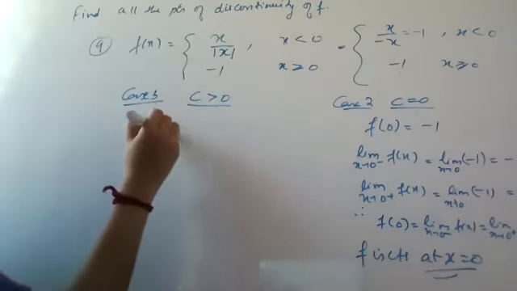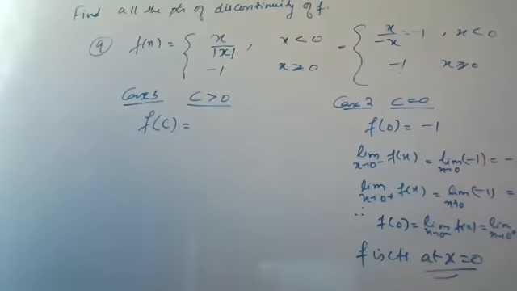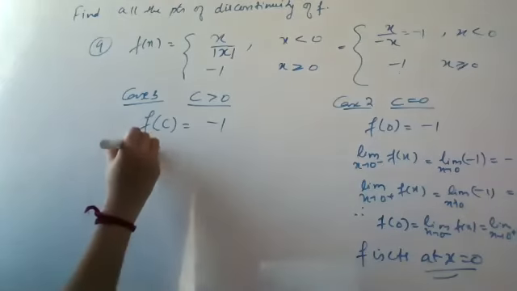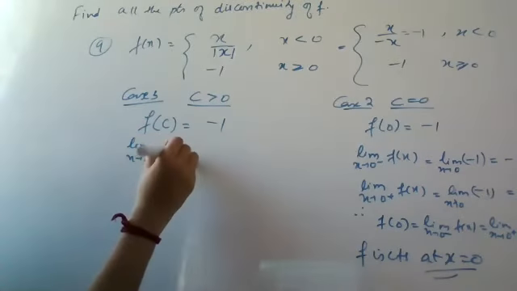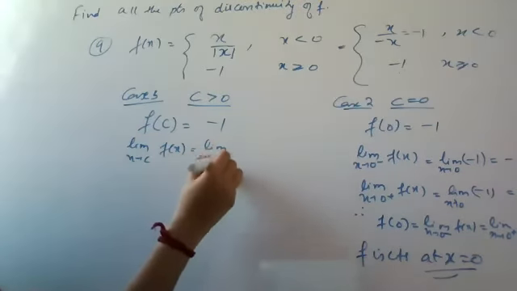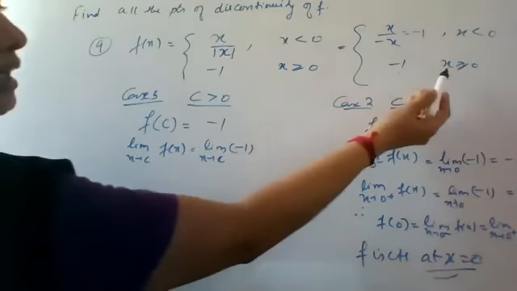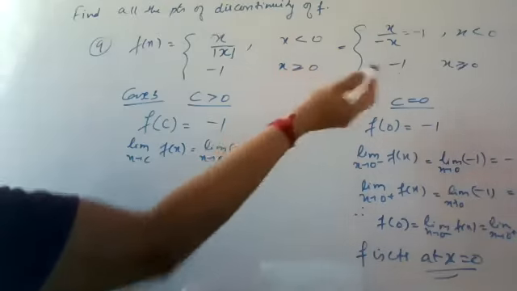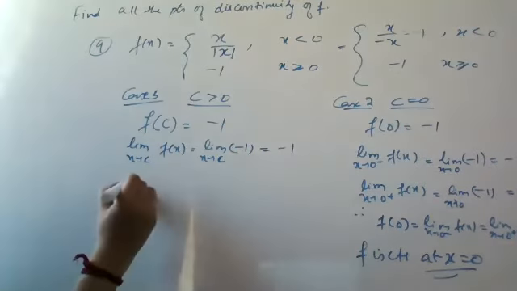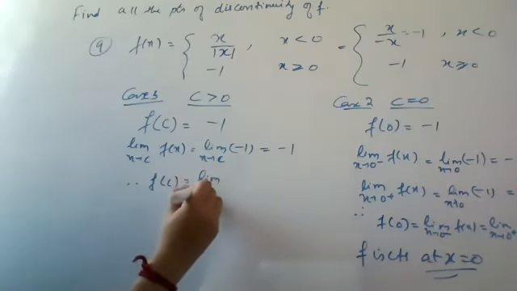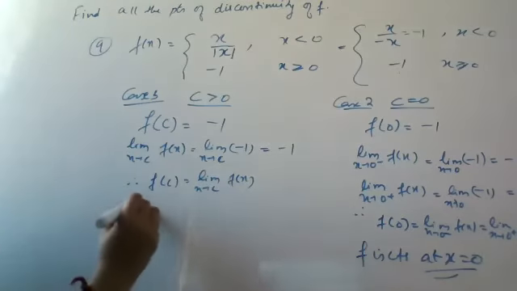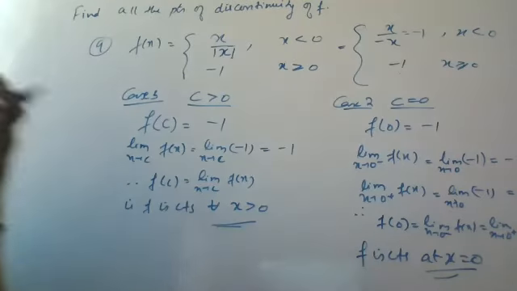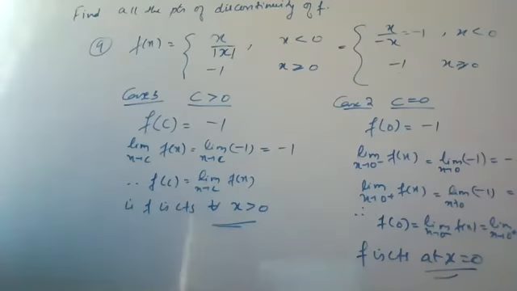Now for c greater than 0, you have f of c as, for greater than 0, what is it? Function value -1. And limit x tends to c of f of x is also having the same thing, which is -1. For greater than also it is -1. In the function value also you will put -1 in place of f of x. Therefore, f of c is equal to limit x tends to c. Okay. And this f is continuous for all x greater than 0. So actually here you got all the three cases as continuous.